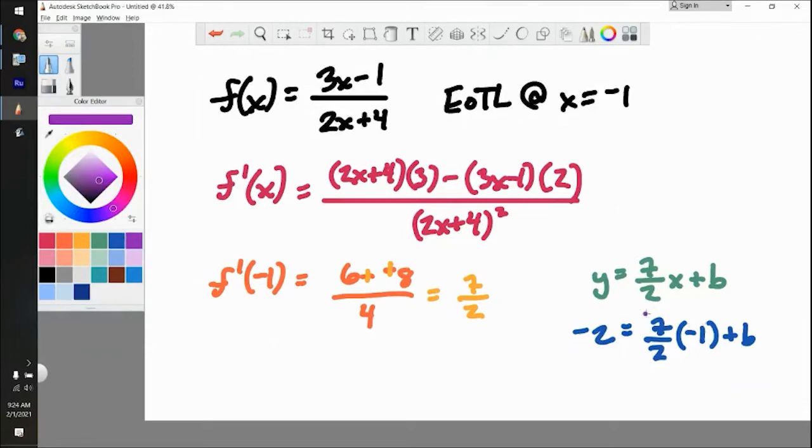Okay, so then this is just going to be negative 3.5. You add that to both sides here. So it's going to be 3.5 minus 2, which is 1.5 for your b. So your final answer should just be y is equal to 7 halves x plus 3 over 2. It didn't actually come out that ugly.